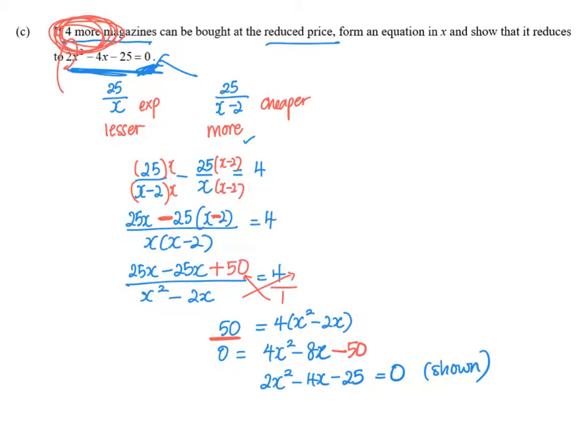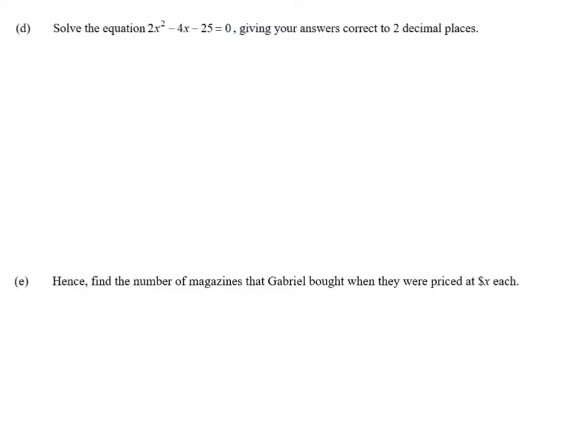Have you gotten the answer? Up next, we're going to solve the equation. Now, the question here asks us to solve the equation. What happens if I cannot find the answer for my first few parts? Can I still skip to do this part of the question? Yes, I can. So in this case, I'm going to use either the formula or the factorization to solve this problem. But since they mentioned 2 decimal places, I'm going to use the formula straight away.